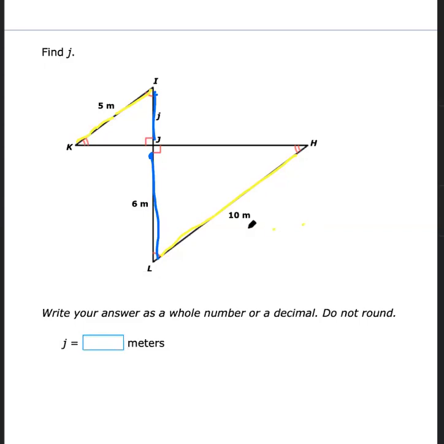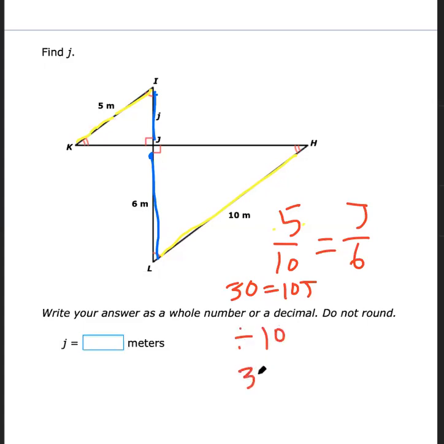Okay. Let me change my color. All right, so you got 5 over 10 is equal to J over 6. And cross multiply here, we got 30 is going to be equal to 10J. Divide both sides by 10. And then you're left with 3 is equal to J. So the missing side right here should be 3.